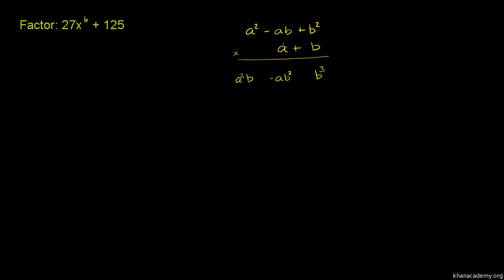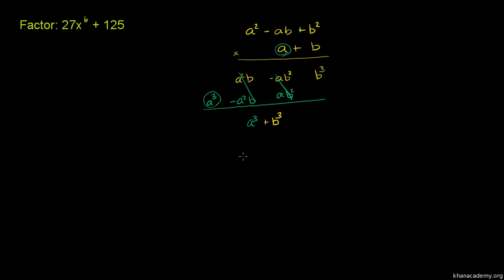Now let's multiply this top term times a. A times b squared is ab squared. A times negative ab is negative a squared b. And then a times a squared is a to the third. And then we just have to add up all of the terms. We have a positive a squared b and a negative a squared b, so these guys cancel out. We have a negative ab squared and a positive ab squared. These guys cancel out. So all we're left with is an a to the third, plus this b to the third.